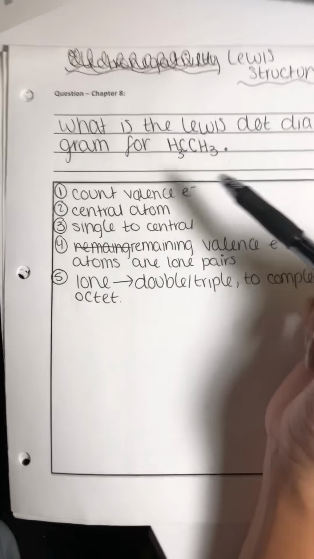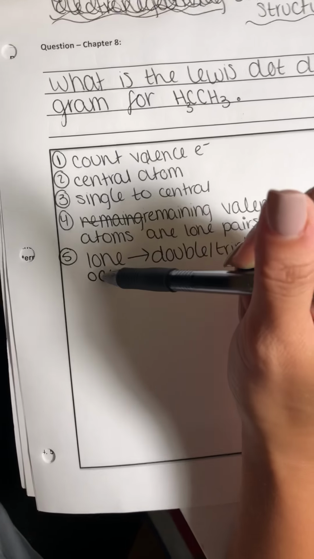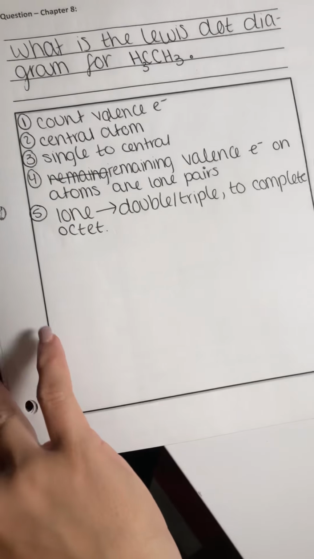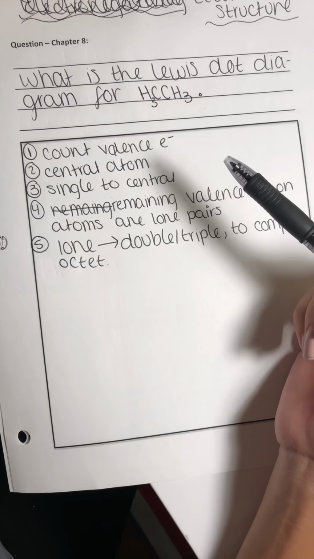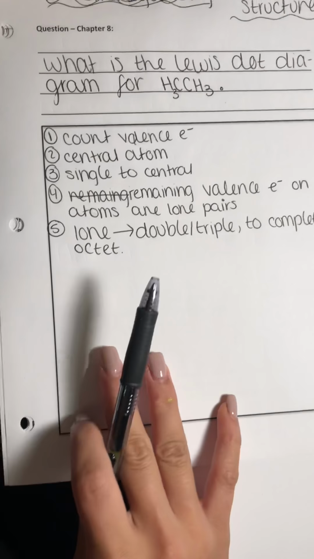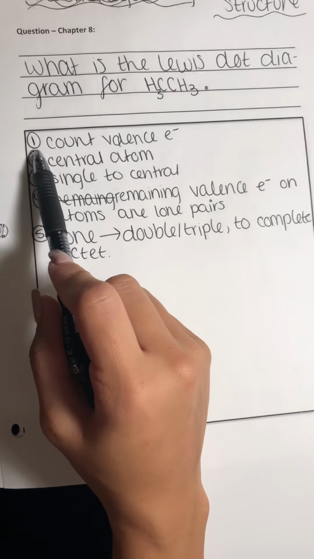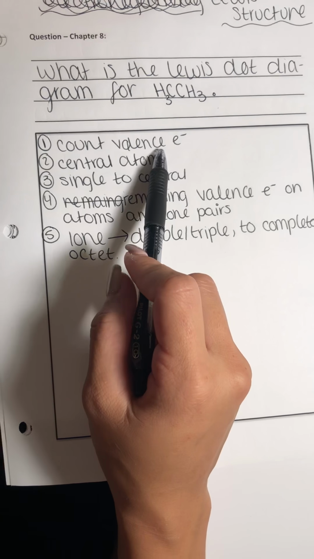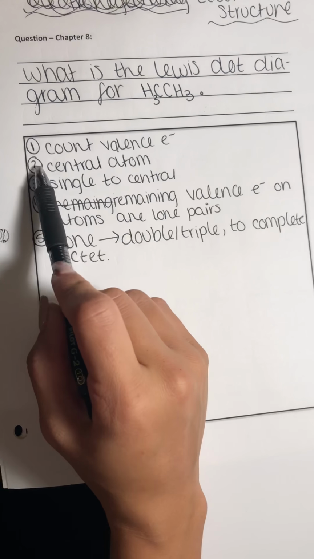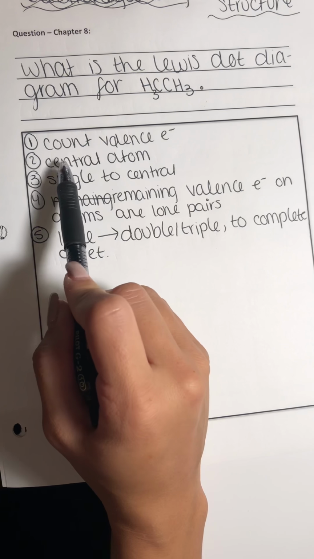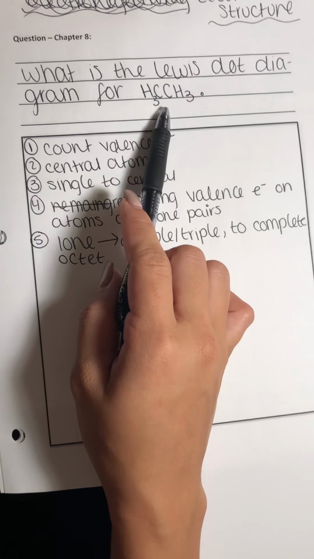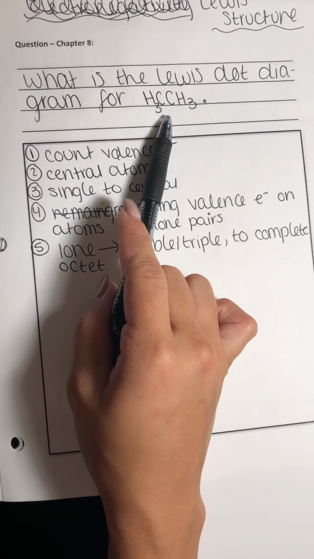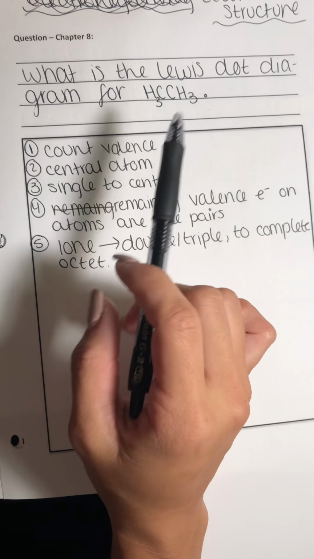but sure enough, I made a list of steps that can make it easier to understand how to draw the diagram. So step 1, you count all valence electrons. Step 2, you determine the central atom according to what you're trying to draw the diagram of.